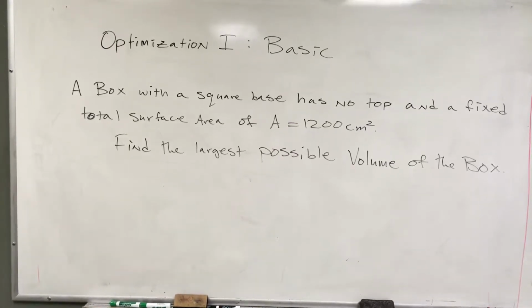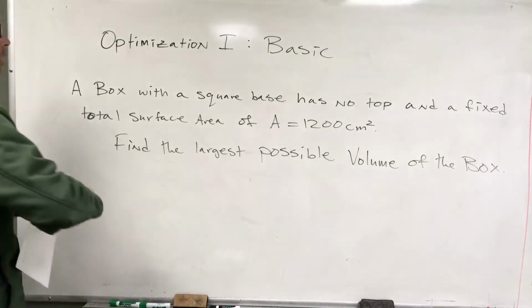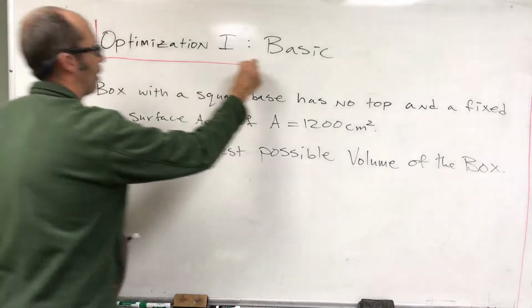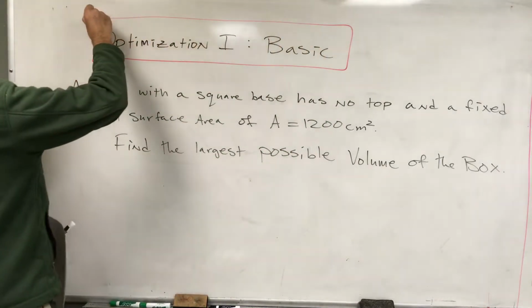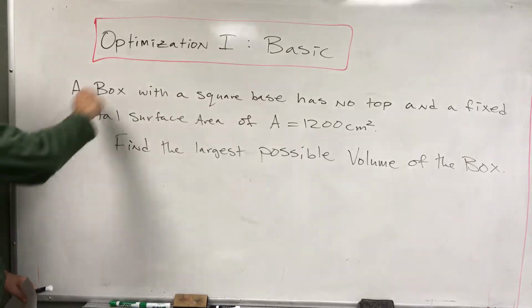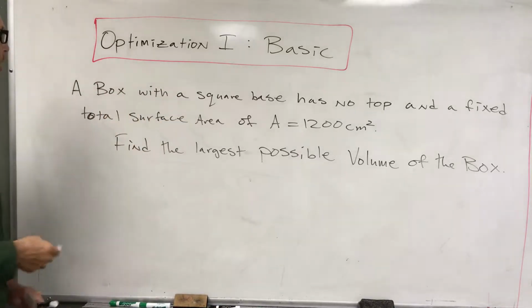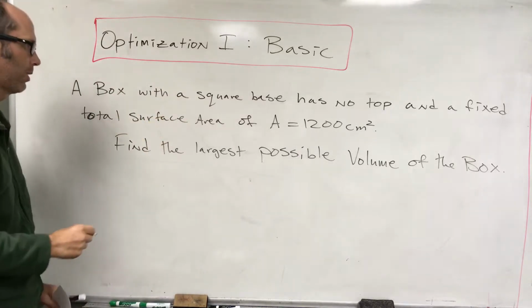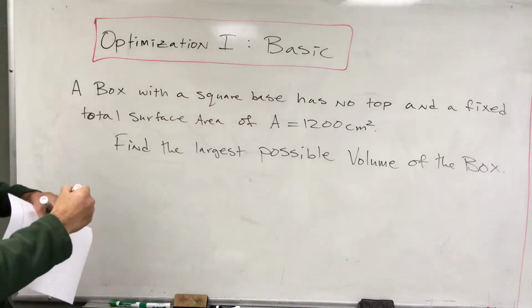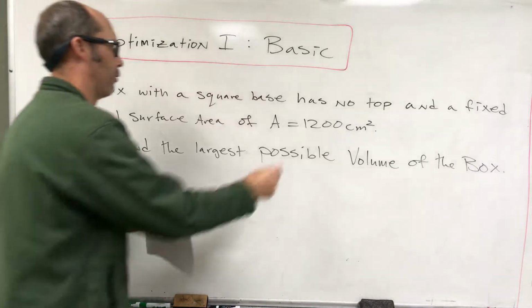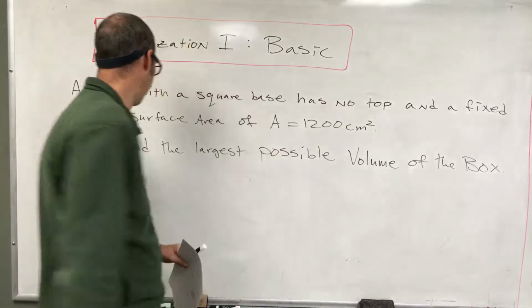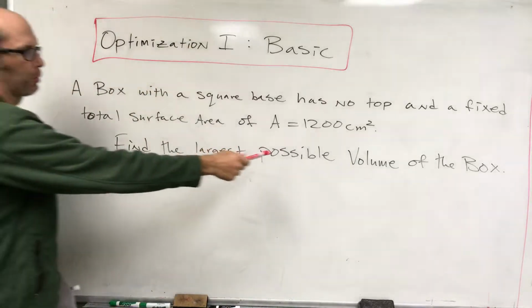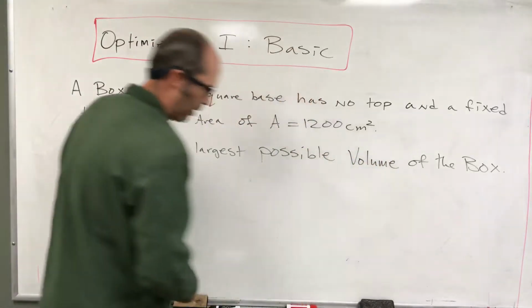Okay, this is optimization 1, basic. Here's the problem that I'm going to solve. We have a box with a square base. It has no top and a fixed total surface area of 1,200 square centimeters. I want to find the largest possible volume of the box.